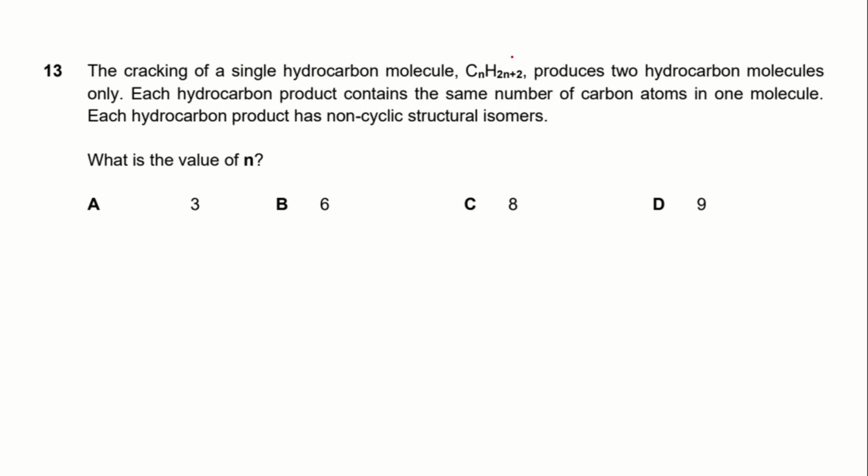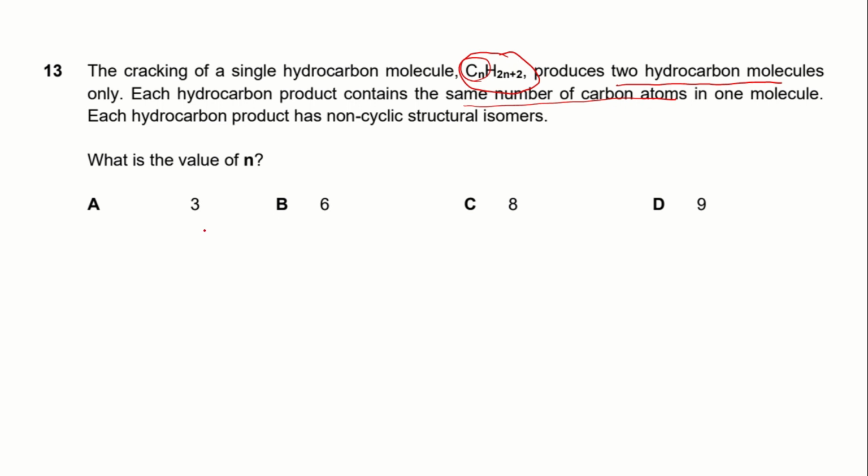One hydrocarbon with this formula produces two hydrocarbon molecules as products in the process of cracking. Now, each of them contain the same number of carbon atoms. That means the starting hydrocarbon molecule must have an even number of carbon atoms.